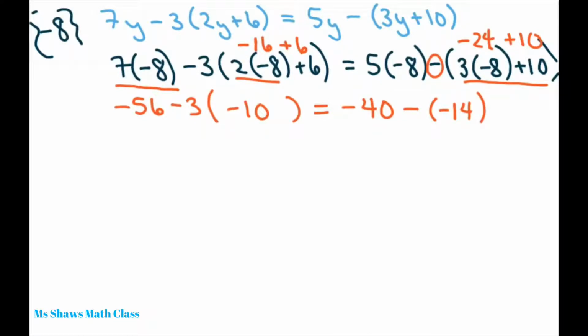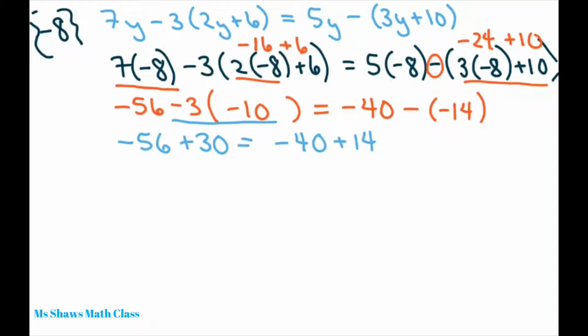Okay? Now, on the left-hand side, we have -56. And we take care of this. This will be -3 times -10. And that is +30. And here we have -40. And negative times a negative is +14. So we have -56 plus 30.